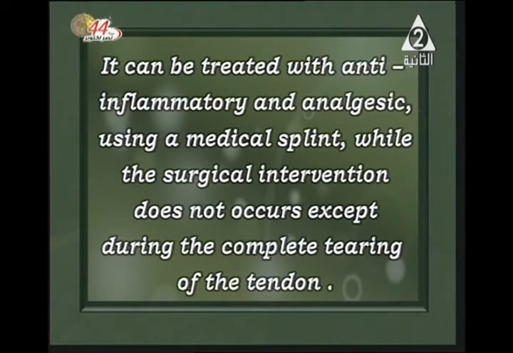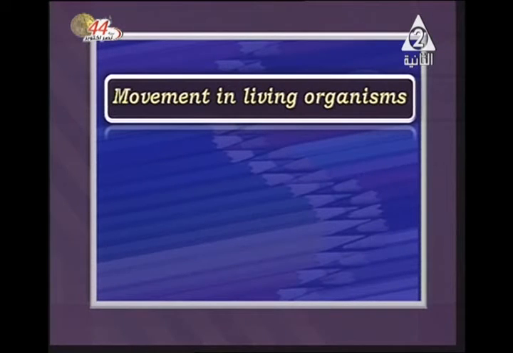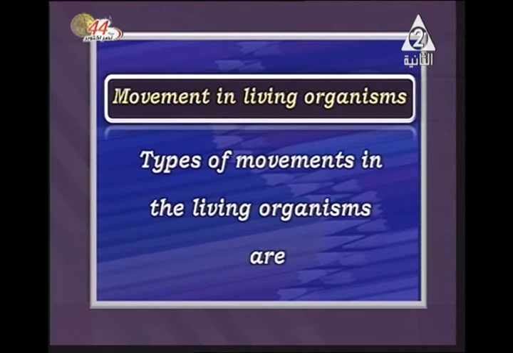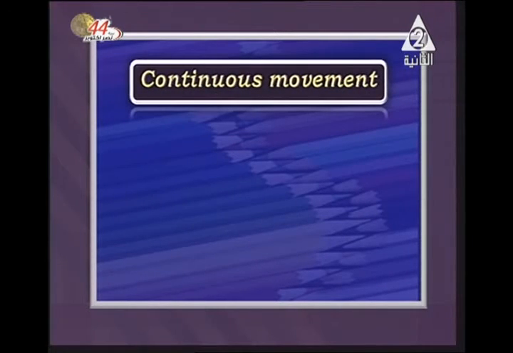This is the end of this part, and right now we're going to start to learn about movement in the living organism. Movement in living organisms, we have different types of movement. How many types? Three different types. It may be continuous movement, or positional, or free or total movement.